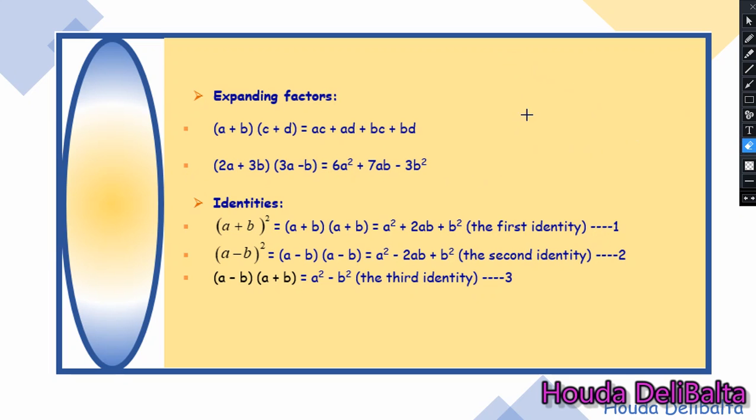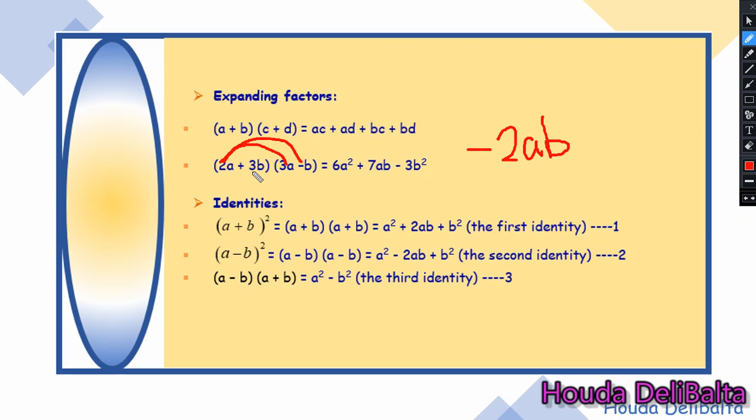Now let's take another example. To expand these two factors, I have to multiply the number by the number, so I'll start like this. 2 times 3 is 6. A times a is a squared, so I get 6a squared. Then 2a times minus b is minus 2ab. So 2 times minus 1 is minus 2, and a times b is just ab.